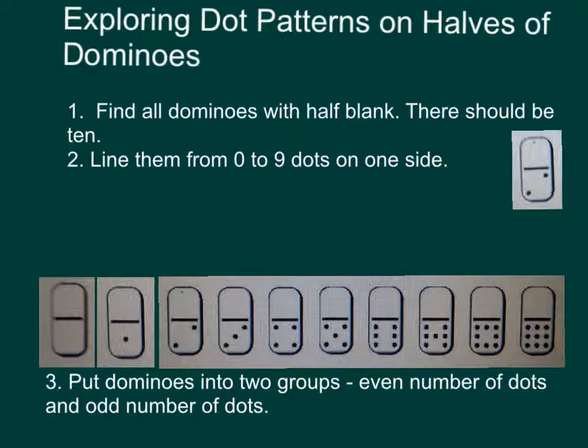Now, boys and girls, we're going to go on to number 3. I want you to take a look at your dominoes and put your dominoes into 2 groups. One group is going to be for even number of dots on dominoes, and the other group is going to be odd number of dots on the dominoes. Do this now.